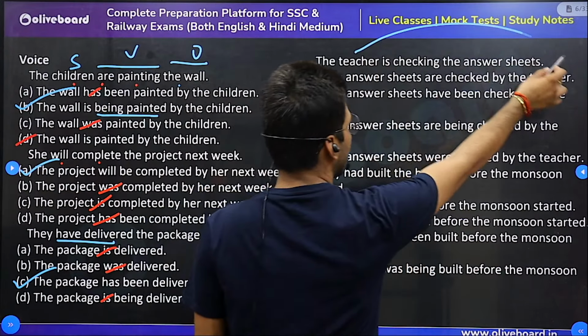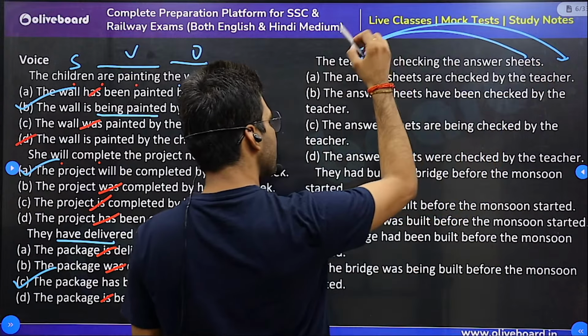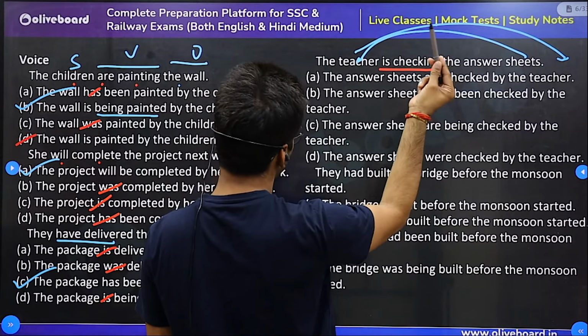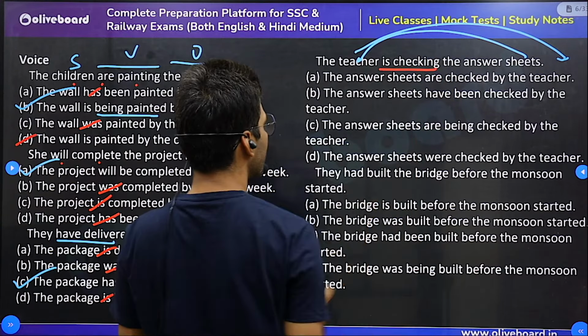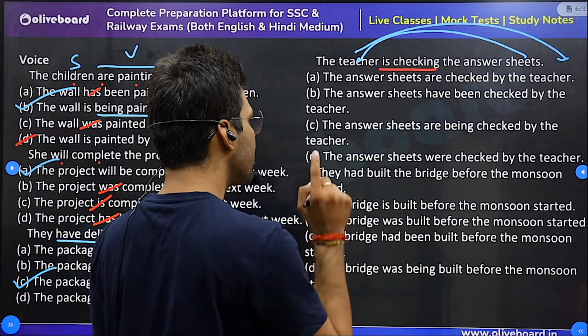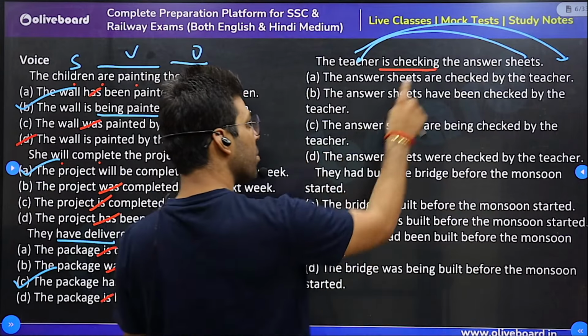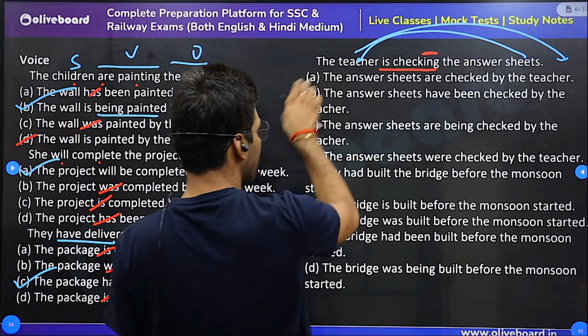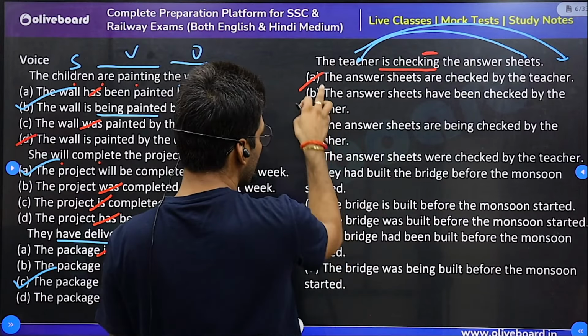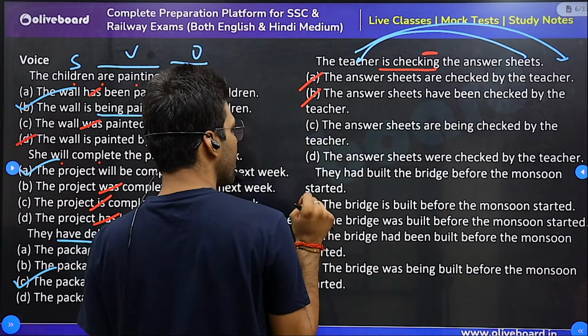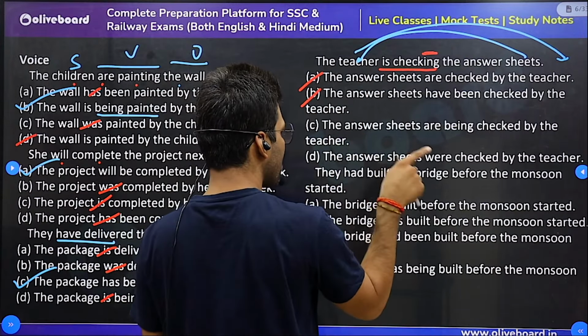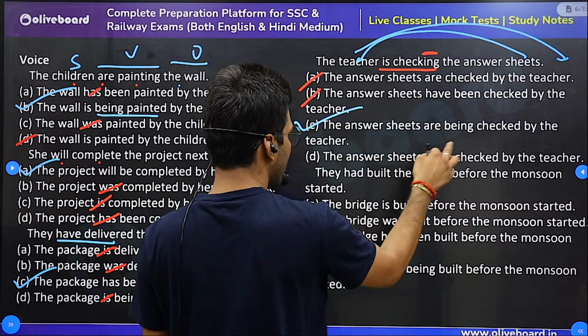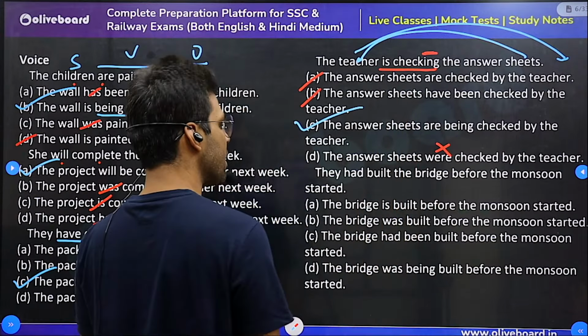New object, teacher, new subjects. Answer sheets. Check the auxiliary form, or the verb phrase. The answer sheets are checked, seems good, but this "ing" is missing in the first one. Have, it's not perfect tense, that's present continuous. Are being checked, seems good to me. Why were? That was present tense.